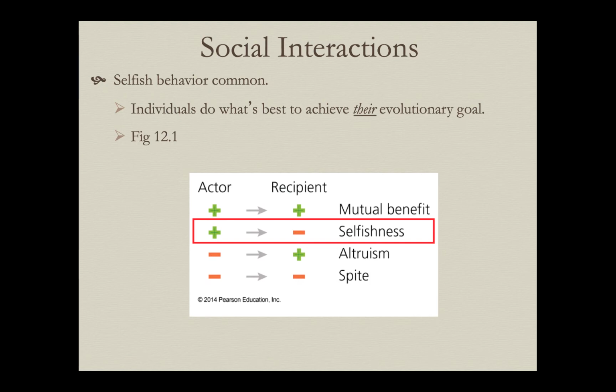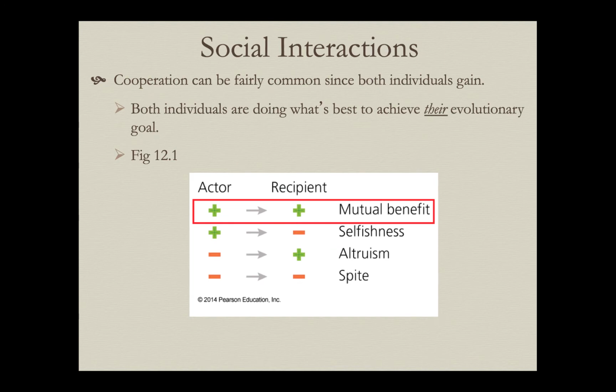And selfish behaviors are easily the most likely to evolve because individuals, again, are going to do what's best to achieve their evolutionary goal. Remember, fitness is a competitive venture. And if you can do something to increase your fitness and at the same time decrease competitors' fitness, those are the types of traits that are likely to spread generation to generation and drive the evolution of a species.